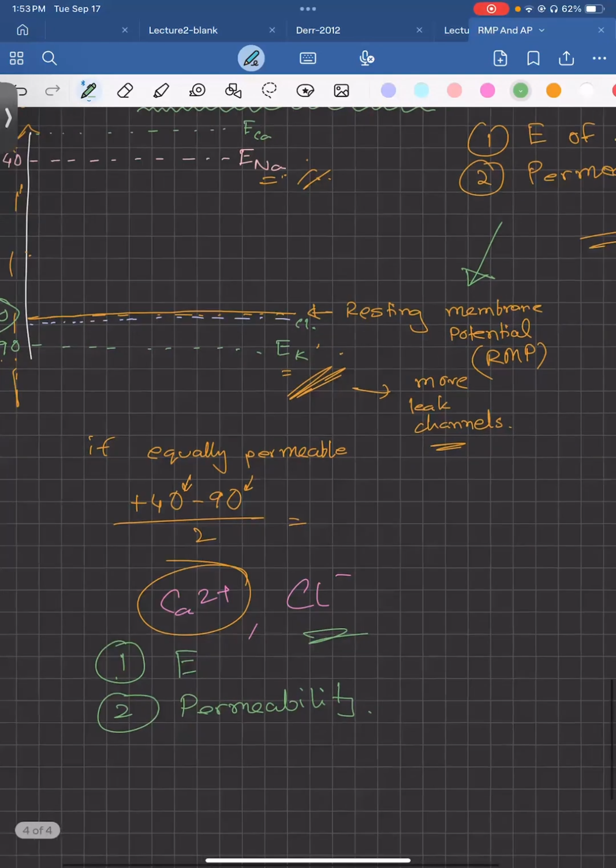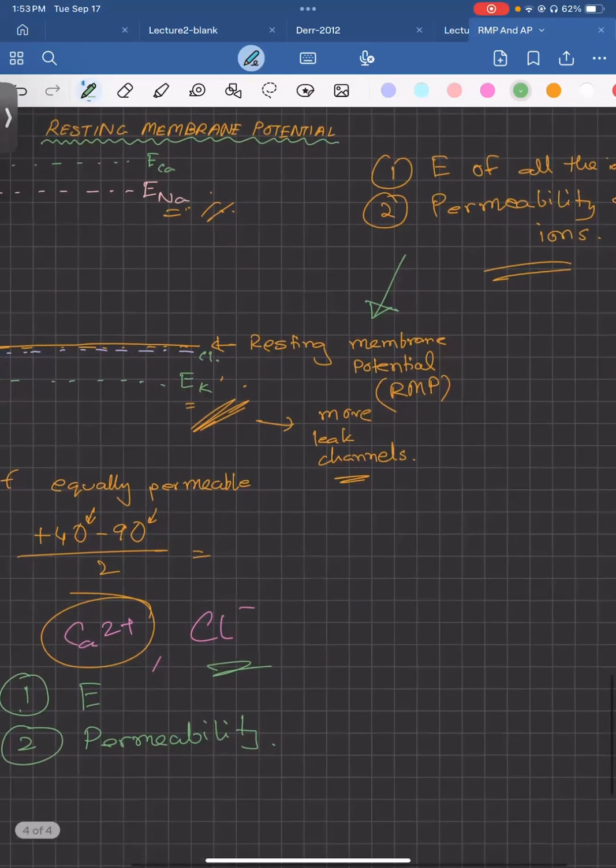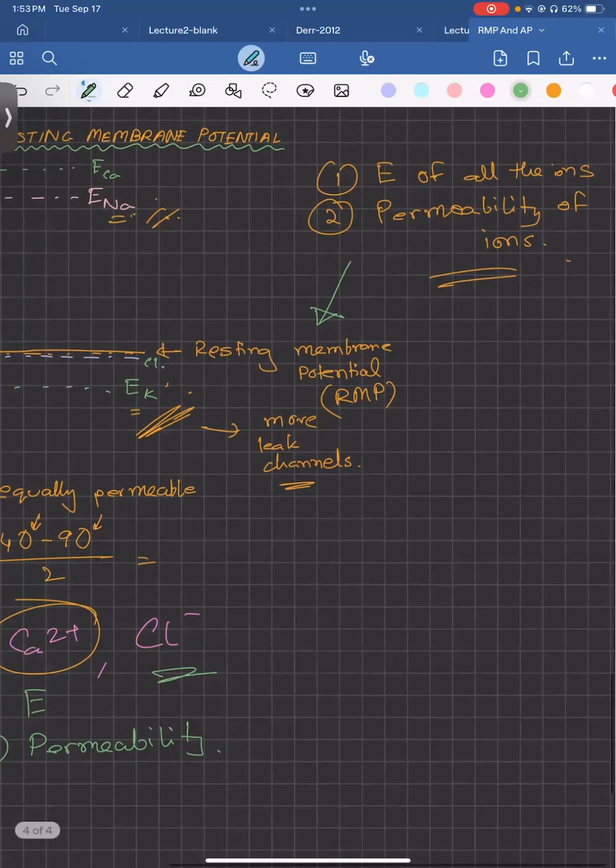But anyway, taking all of the ions and their permeability into account, this is the resting membrane potential, it's minus 70. That's not true for all cells though. Some cells have it a little bit different. Most neurons, resting potential is minus 70.